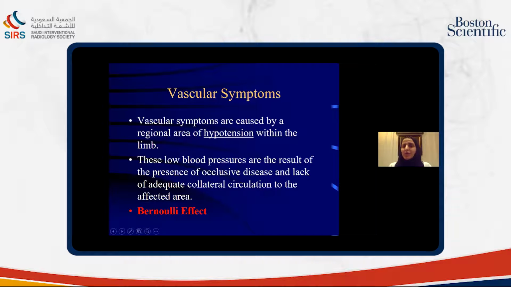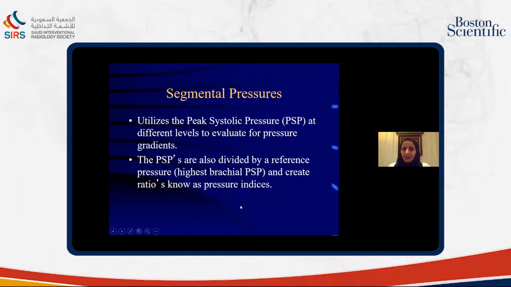Vascular symptoms are caused by regional areas of hypotension within the limb. These low blood pressures are the result of the presence of occlusive disease and lack of adequate collateral circulation to the affected area. In this test, we use the Bernoulli effect. Segmental pressure utilizes the peak systolic pressure at different levels to evaluate for a pressure gradient. The peak systolic pressures are also divided by the reference pressure, the highest brachial pressure, to create a ratio known as the pressure index.